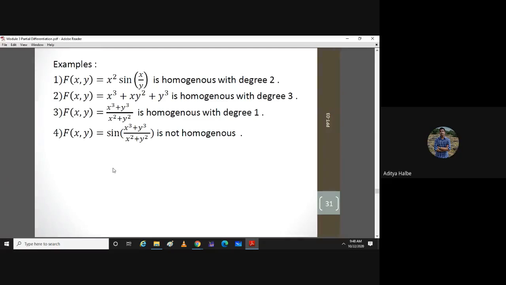Please write down the fifth example. f of xy is equal to some function, cos of (x square minus y square upon x square plus y square), is homogeneous of degree 0. That is very much important, because such questions can be asked in the MCQ. All right.